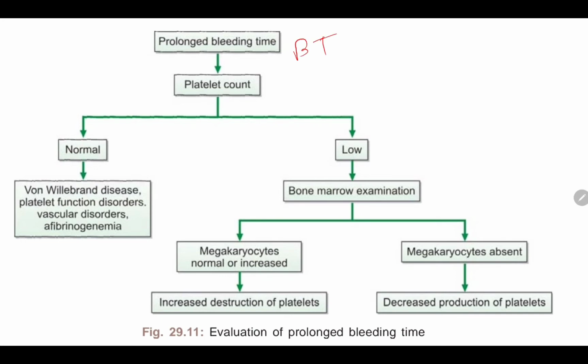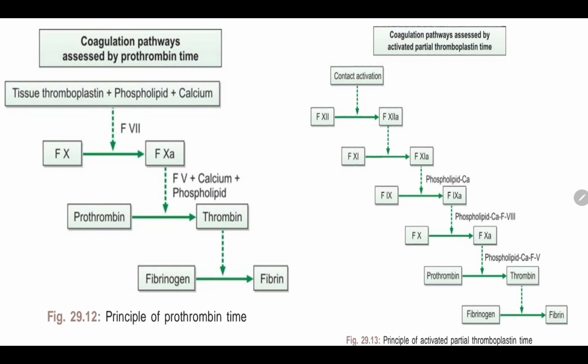Now, the prolonged bleeding time. As I have discussed, bleeding time is a screening test, not a specific test. If the BT is prolonged, first look for the platelet count, whether it is normal or low. If normal, it might be due to von Willebrand disease, or platelet function disorder, or any kind of vascular disorder. But if there is prolonged bleeding time and decreased platelet count, go for the bone marrow examination and look for the megakaryocytes. If they are absent, it might be due to decreased production of platelets. But if the megakaryocytes are normal or increased, it will suggest increased destruction of platelets.